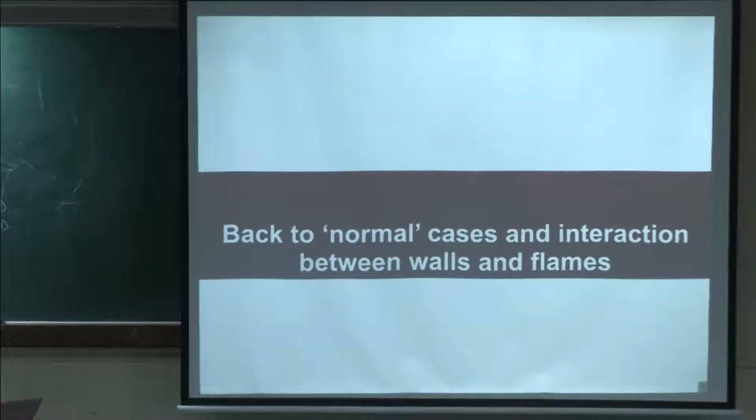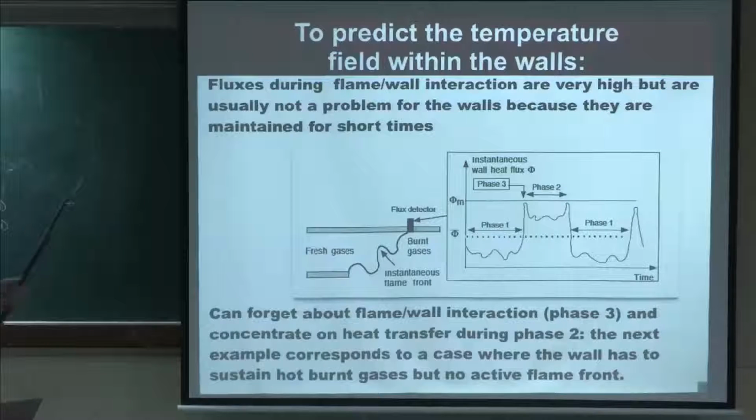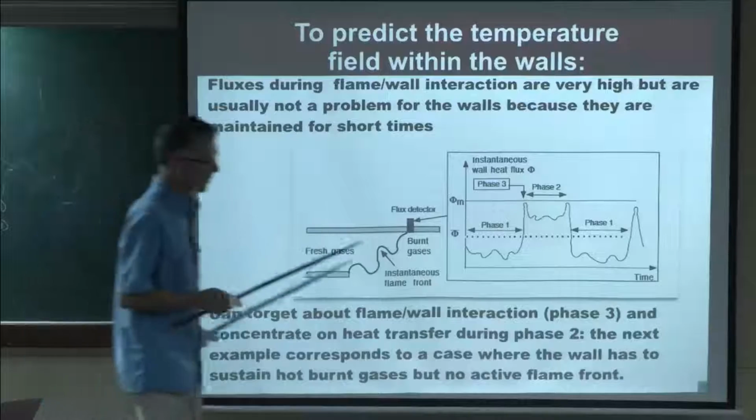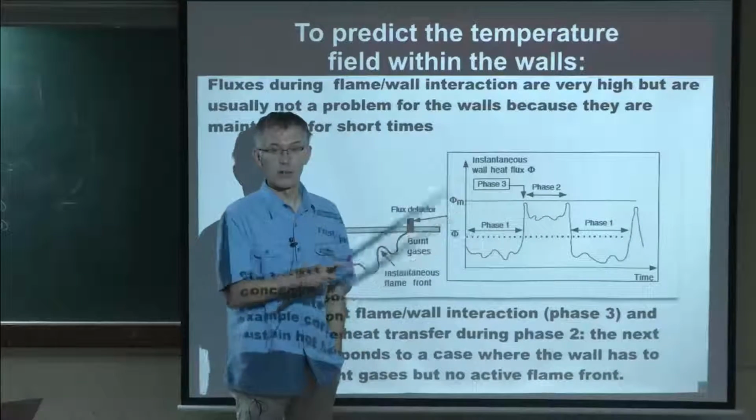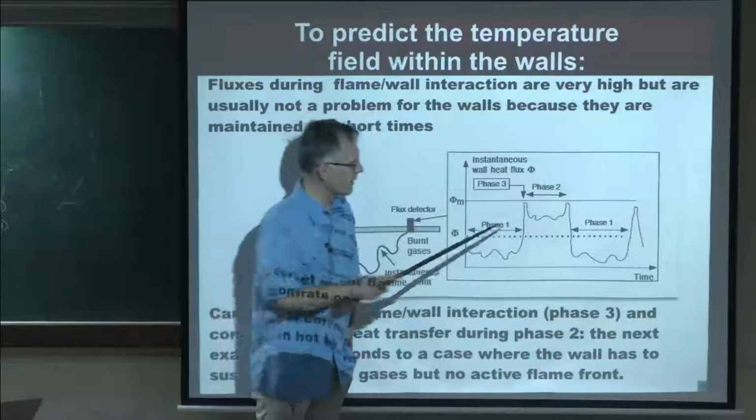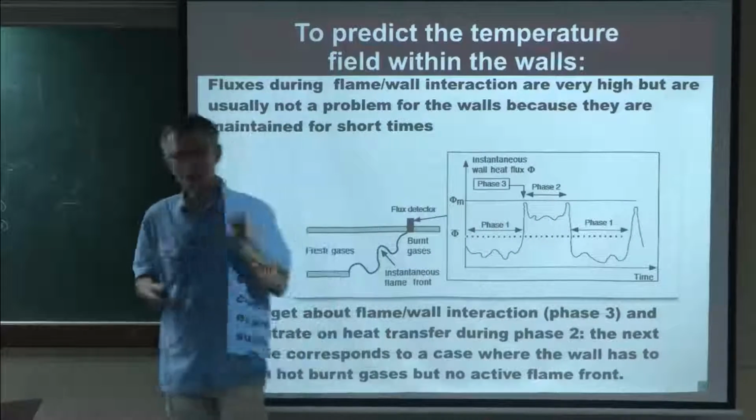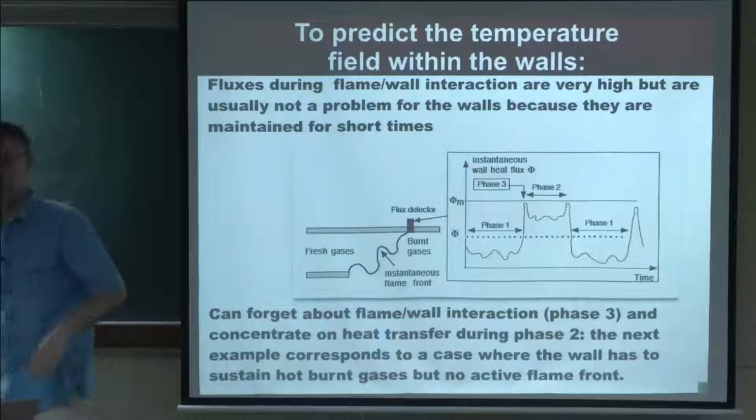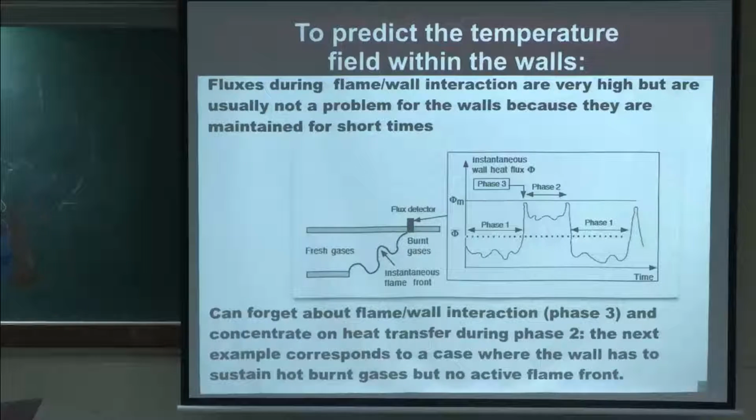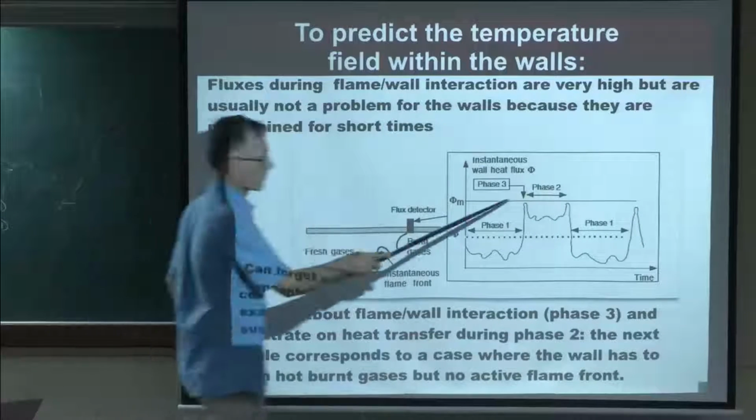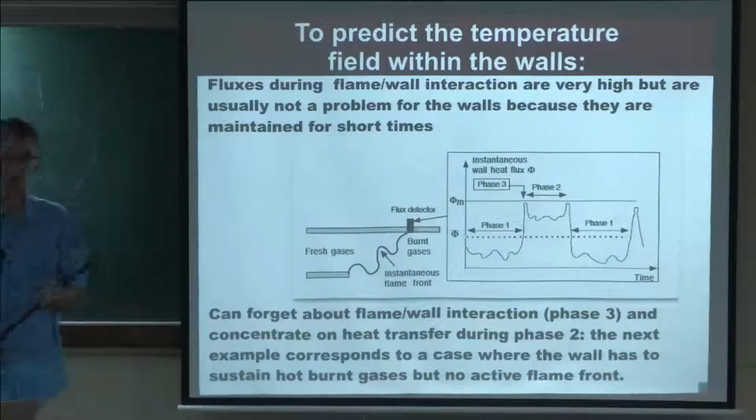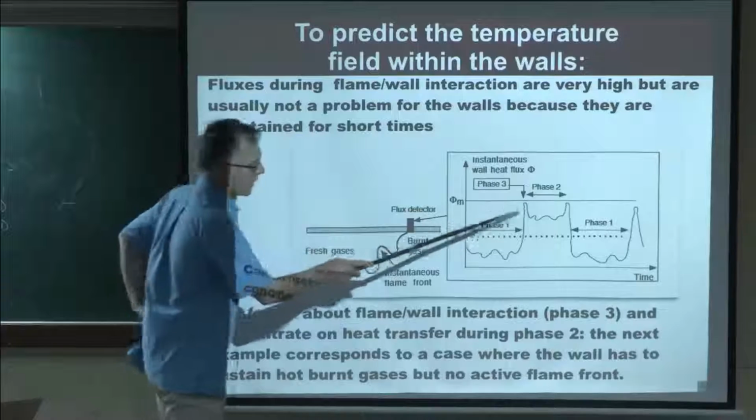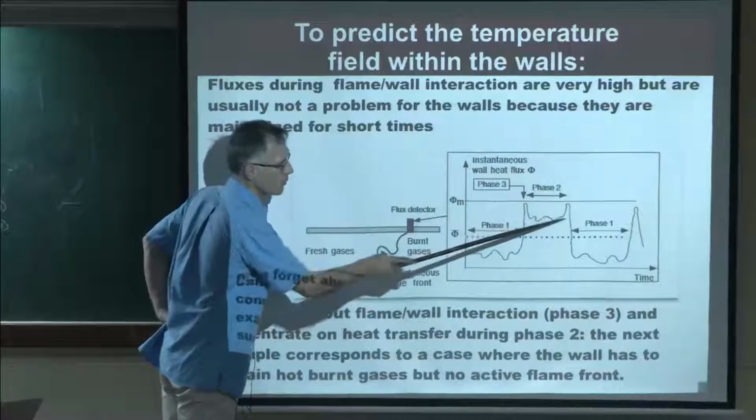Okay, let me go back now to normal cases and to this question of fluxes. When we did all the scaling of fluxes, one thing you saw is that this was a high flux, like 1/2 megawatt per square meter, but it doesn't last long. It doesn't last long because the flame dies right away. So after a few milliseconds, this flux goes back to normal. And so what's done in most cases is that we almost neglect this phase here, and we say, okay, the most important phase is really this one.